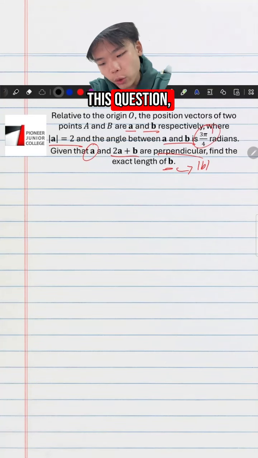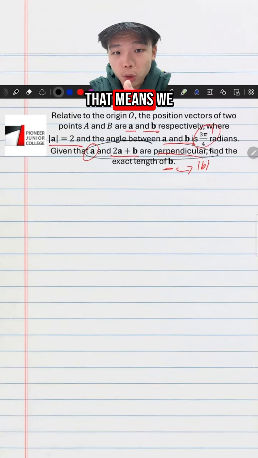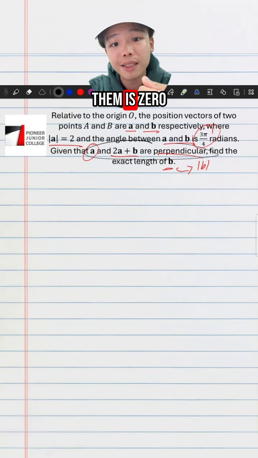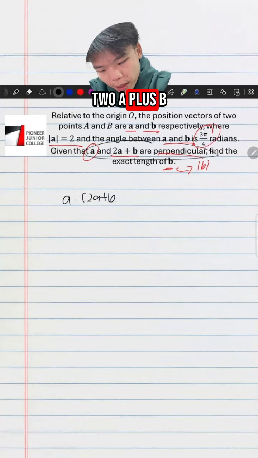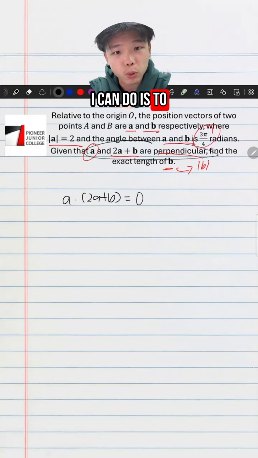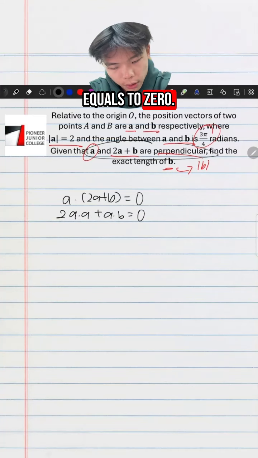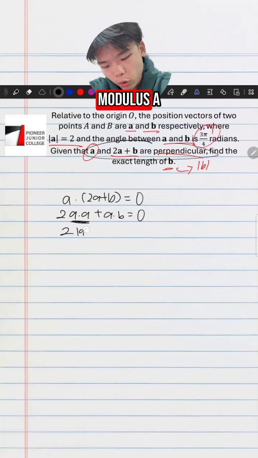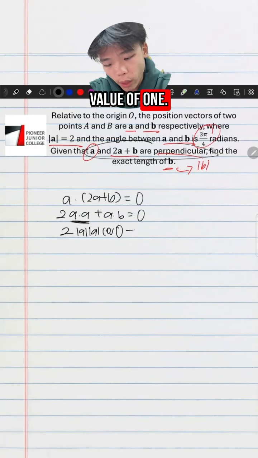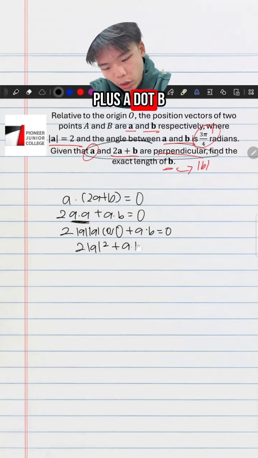So to start off this question, I'll use this information here. Since these two vectors are perpendicular, we know that the dot product between them is 0, because cosine 90 is 0. So I can start by saying that A dot 2A plus B equals 0. Then I can expand this to get 2A dot A plus A dot B equals 0, right? And over here you see A dot A is essentially just modulus A squared times cosine 0, and cosine 0 has a value of 1.